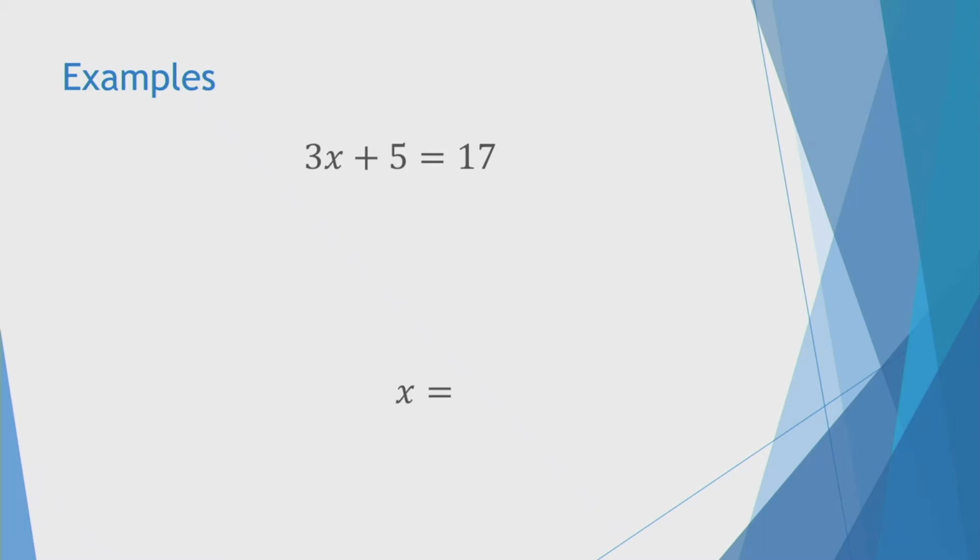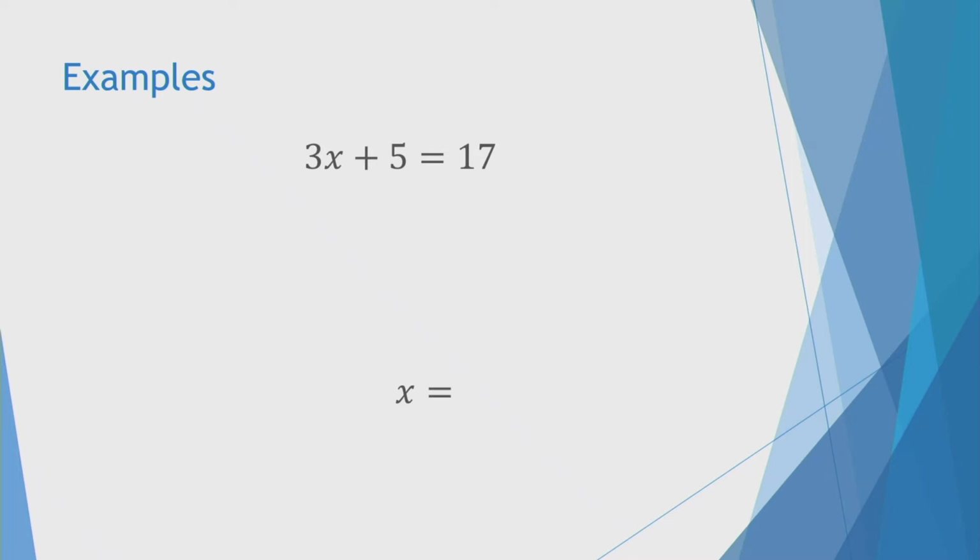To start off, we're going to look at this problem. The first thing we're going to do is look and see what our variable is and how we're going to get it by itself. I have the problem listed at the top, 3x plus 5 equals 17. At the very bottom, I have x equals, and then I left it blank. I did that to remind us that x needs to be by itself when we solve.